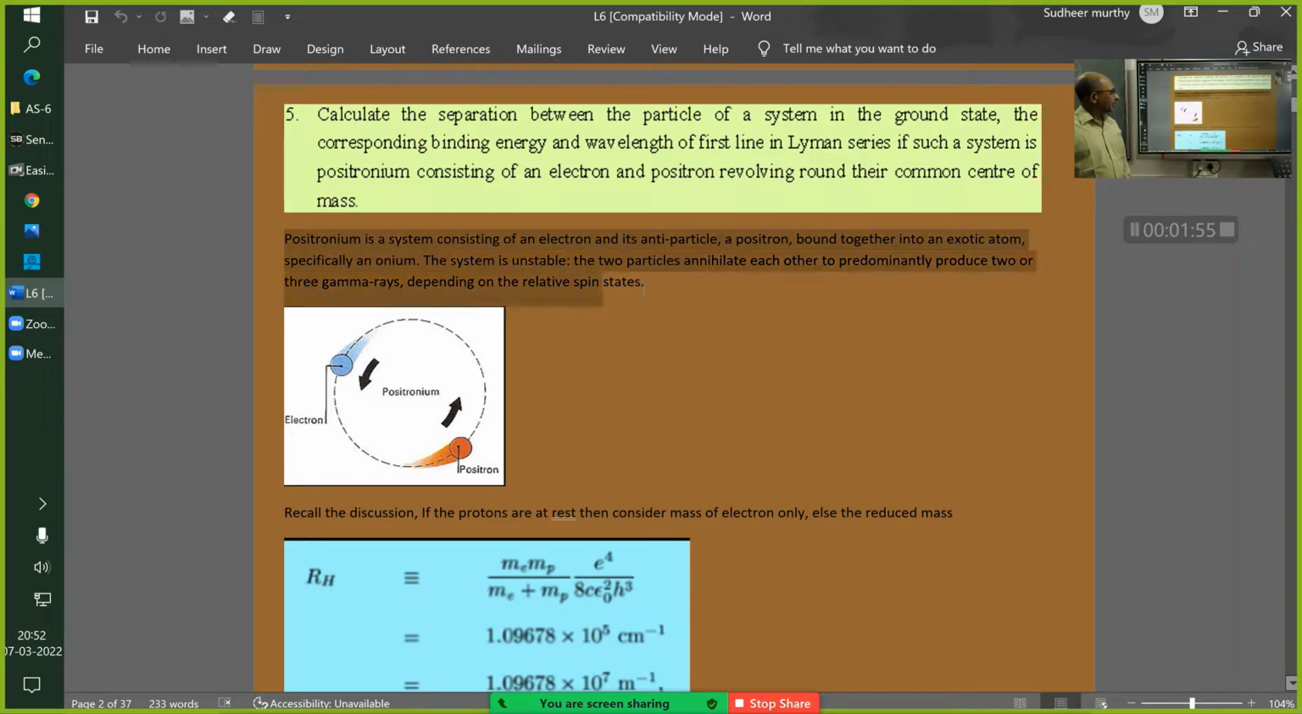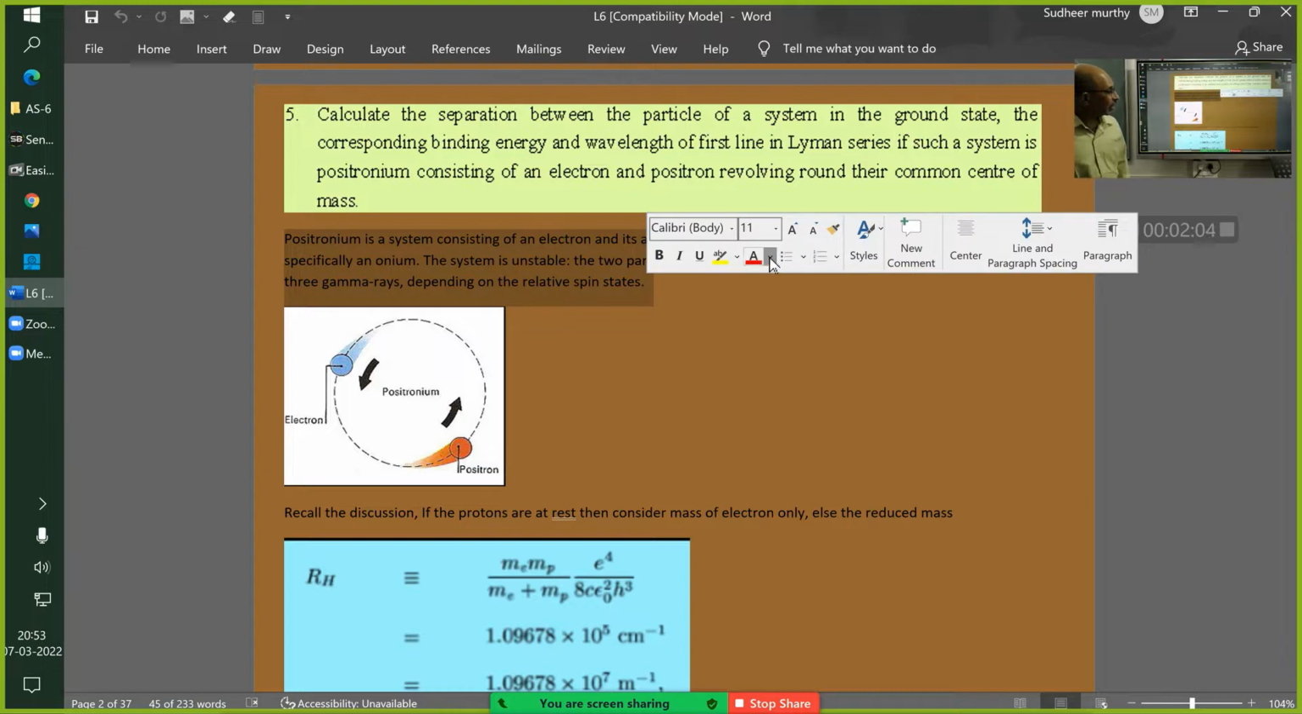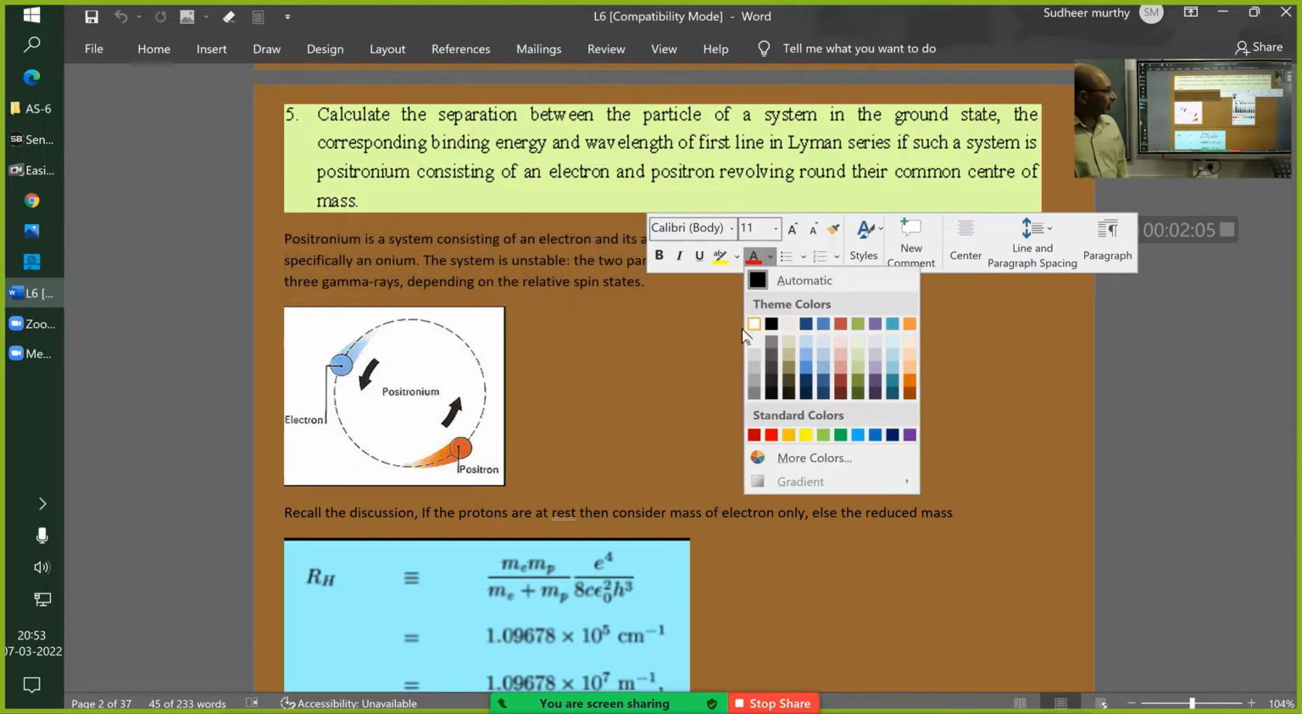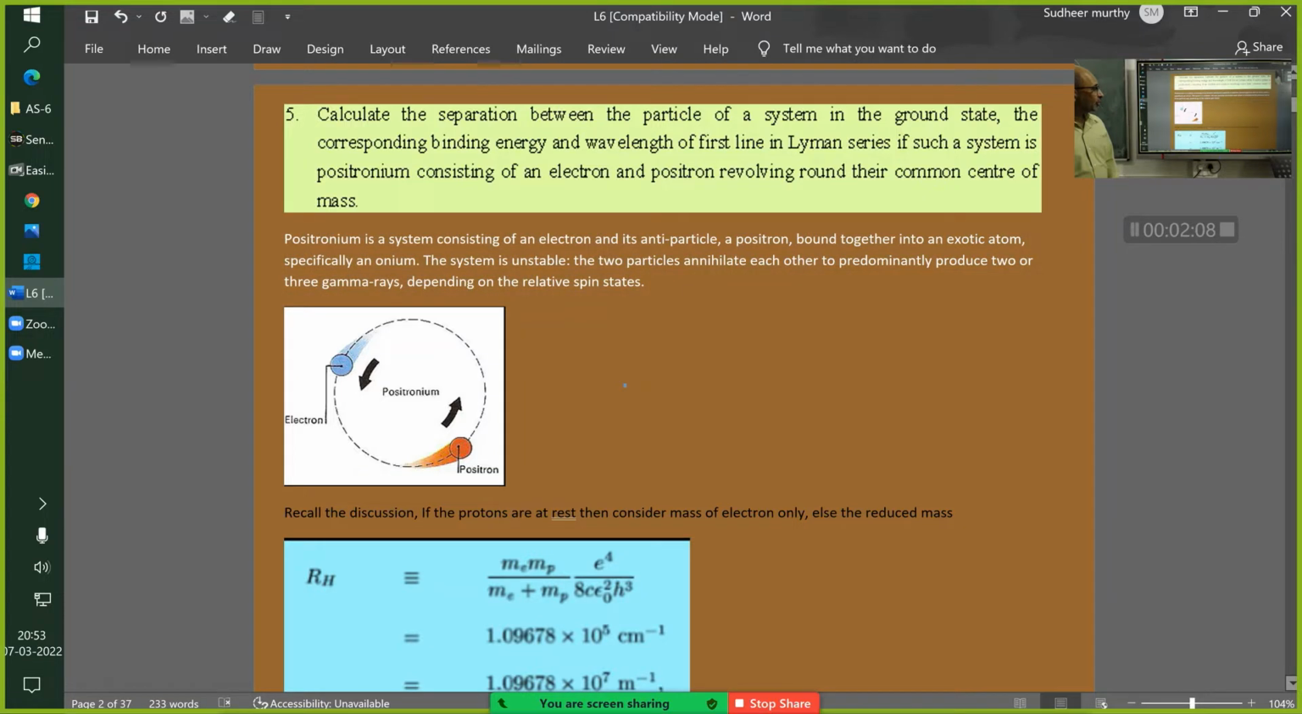So here you see, I have just said what this positron is. I think in my question itself I have explained what a positron is to all of you. I suppose all of you might have read it. So you can see the diagram here, all of you?